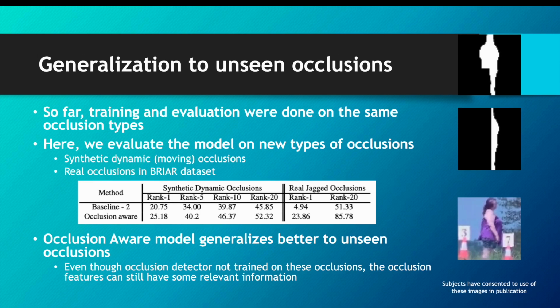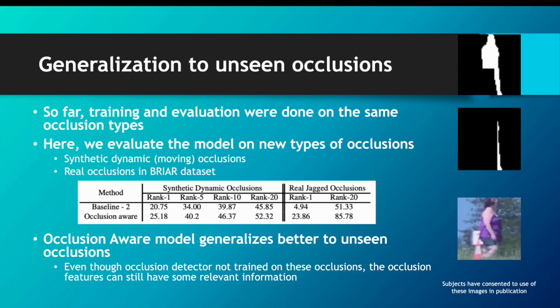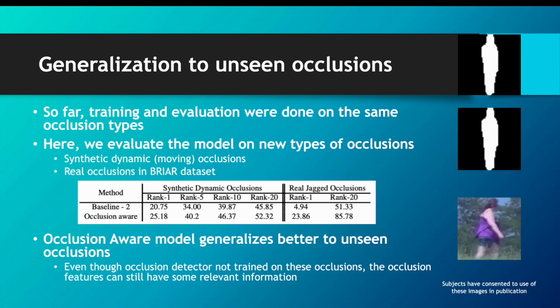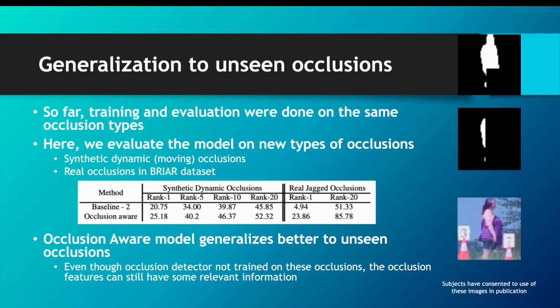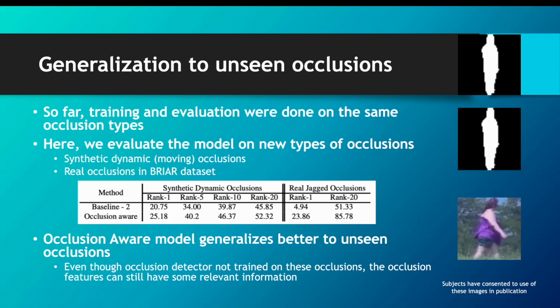So another experiment we want to perform is to see whether our method is able to generalize to unseen occlusions. So far all experiments were done on similar kinds of predefined occlusions, and in this experiment we come up with two new types of occlusion, one of them being dynamic occlusions, where the occlusion can change with every frame, and another is real occlusions present in the BRIAR dataset, where tall grass occludes the bottom part of the subject from view.